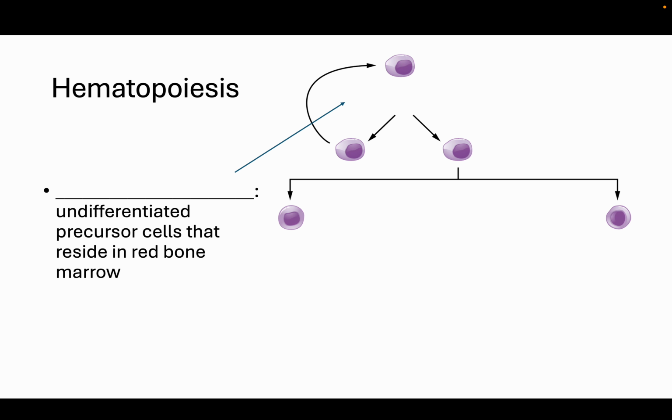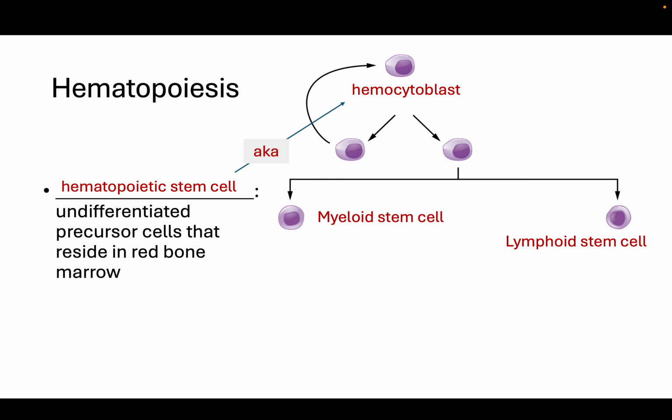All right, so hematopoiesis starts with the hematopoietic stem cell, also known as a hemocytoblast. This is undifferentiated. When it divides, it can form a cell that will continue to be present as a hemocytoblast, so it maintains that population.